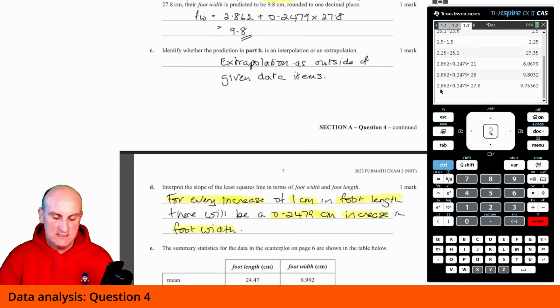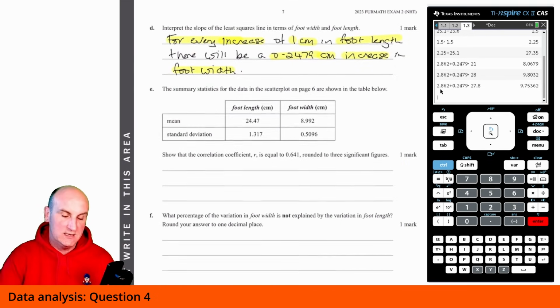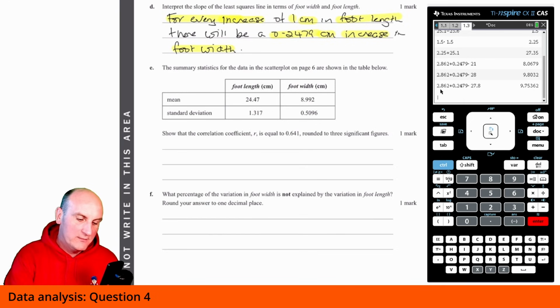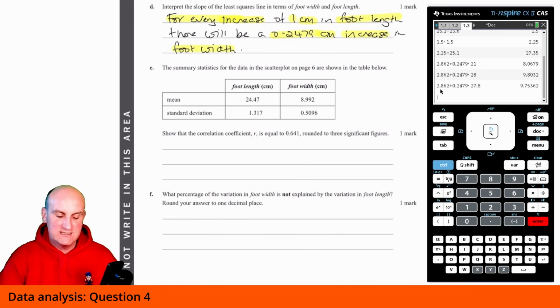This trips people up left, right, and center, I think, this question. The summary statistics for the data in the scatter plot on page 6 are shown in the table below. Show that the correlation coefficient R is equal to 0.641, rounded to 3 significant figures. Now, again, this is that formula in the summary book, or you've got to have this in your summary book to be able to work this out whenever they give you the mean or the standard deviation.